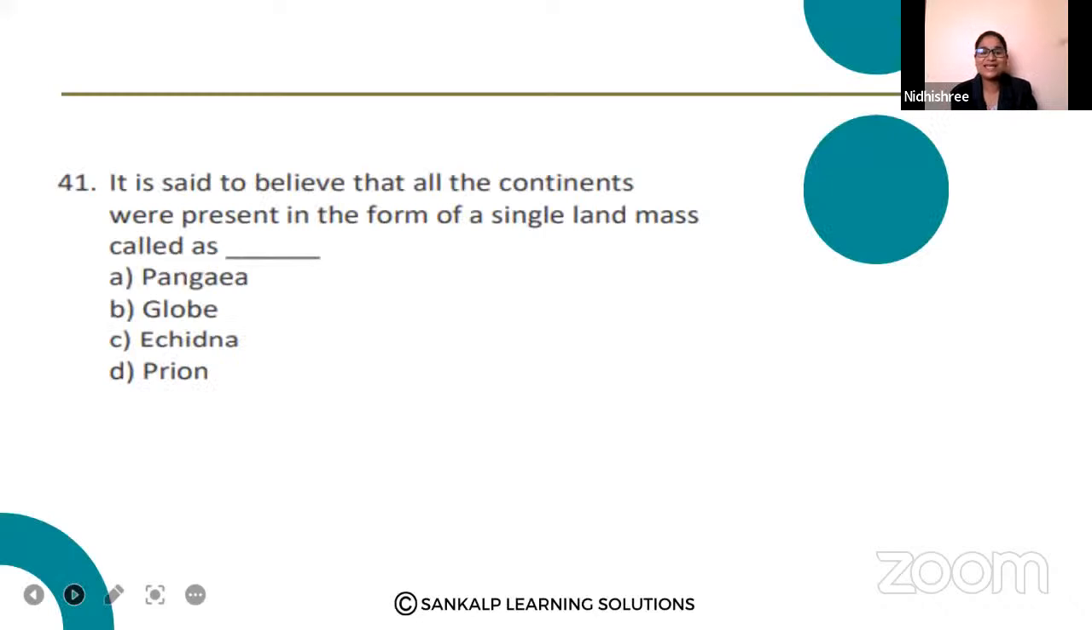The 41st question goes like this. It is believed that all the continents were present in the form of a single land mass. What was that single land mass called? Option A, Pangea. Option B, globe. Option C, echidna. Option D, prion.